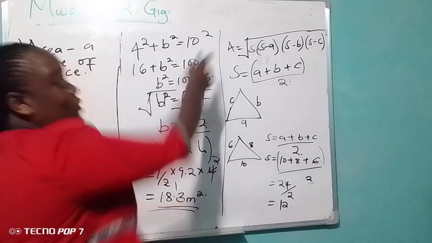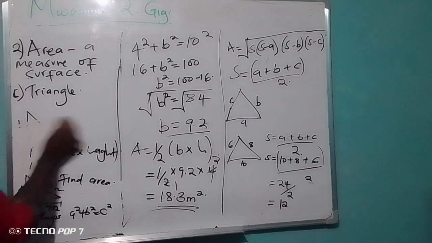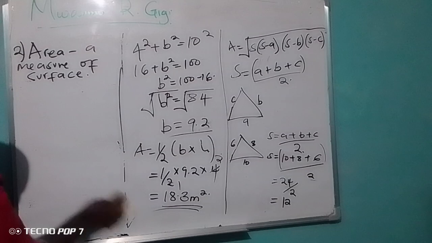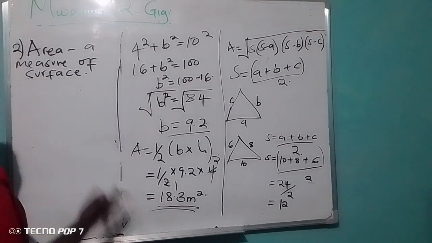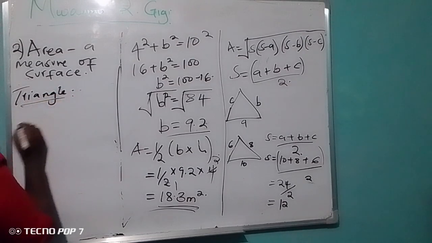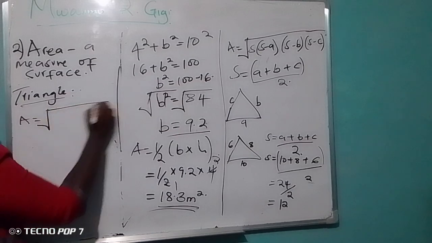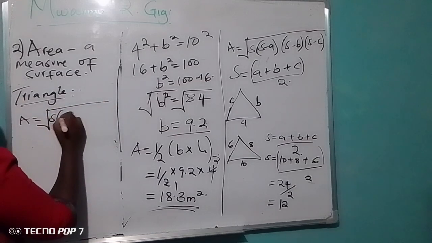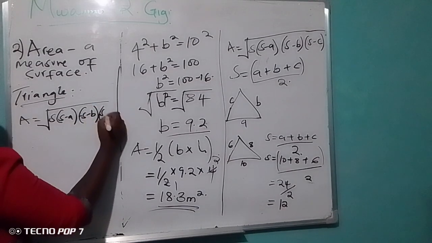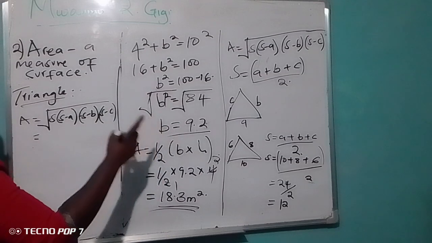S is 12. So we quote the formula of finding the area. Oh, I have erased the triangle. So we quote the formula of finding the area of a triangle. The second formula is the square root of S into S minus A into S minus B into S minus C. So S we have found is 12. S is A plus B plus C divided by 2.